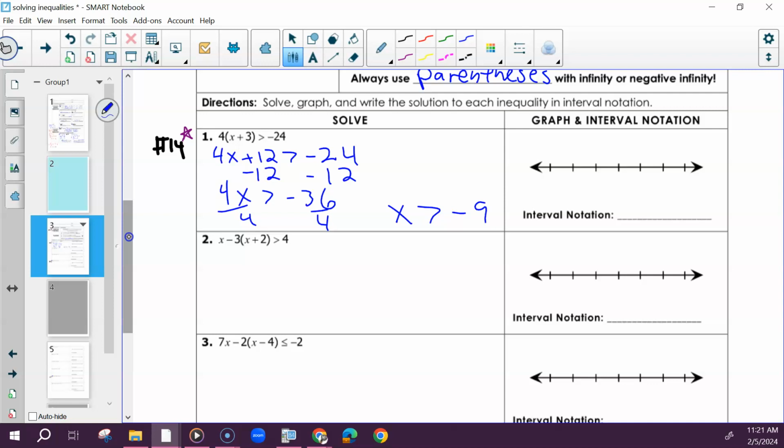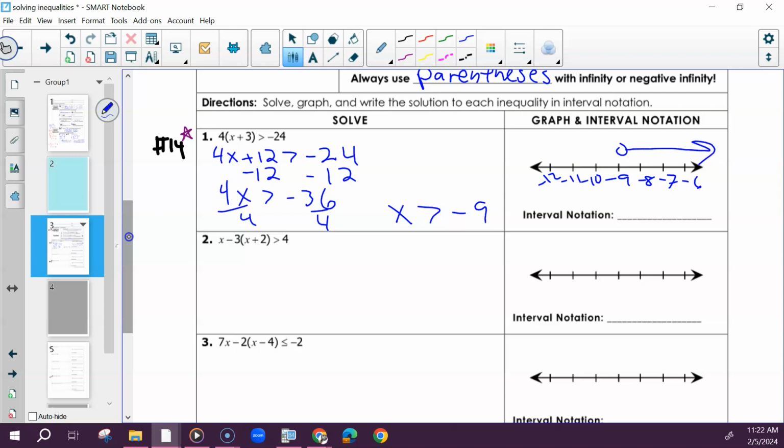So this is going to be open or closed? Open at negative 9. Going to the right or to the left? To the right. Everything greater than negative 9.